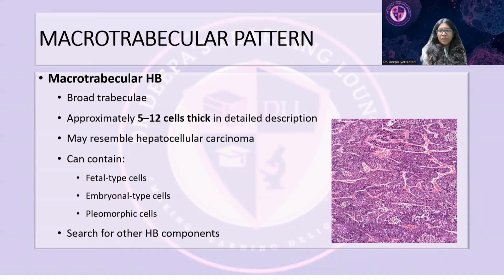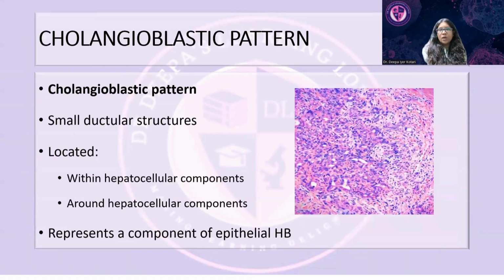that we encounter. So it is very important that you differentiate this from HCC, not based on architecture alone. You have to carefully look for other components of hepatoblastoma, which is a useful clue. You can have a fetal and embryonal component in association. If you have that, it strongly supports hepatoblastoma over HCC. But yes, IHC is also your choice for distinction.